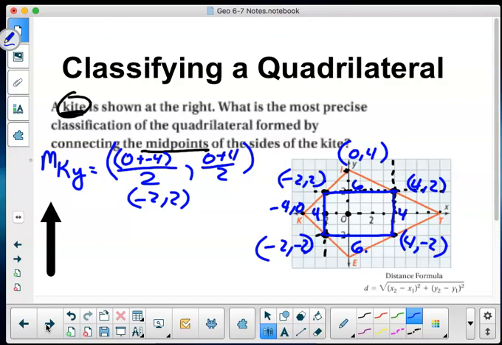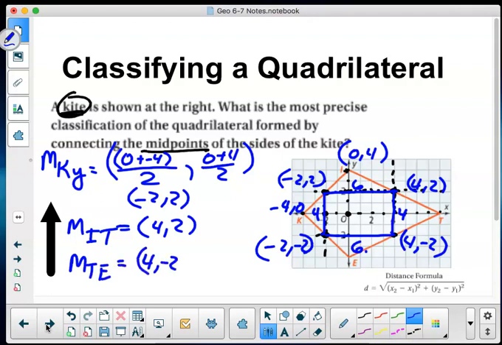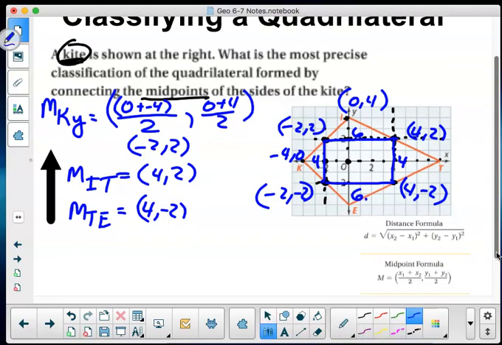So I got my midpoints of KY, and I got midpoint of IT, which is (4, 2). And I got my midpoint of TE, which comes out to be (4, -2). And I've got my midpoint of KE. My midpoint of KE is also (-2, -2). We know the lengths of stuff, okay? I want to make sure that people know that I know these lengths are the same, okay?